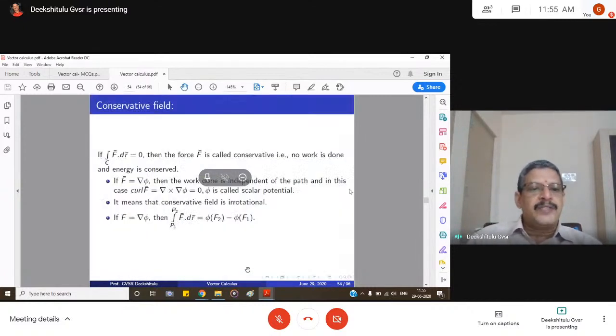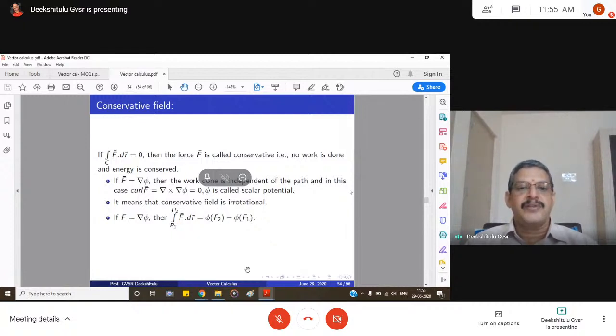So, if the integral over C of F dot dr is 0, then the force F bar is called conservative. No work is done and energy is conserved. Why is it called conservative? Energy is conserved, so the work done is 0. Then F is called a conservative field. In such a case, just like in the case of irrotational functions, here also we can find a phi such that F bar is equal to gradient phi. Then the work done is independent of the path, and del cross F bar is 0.